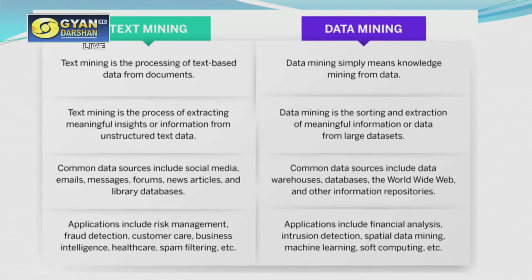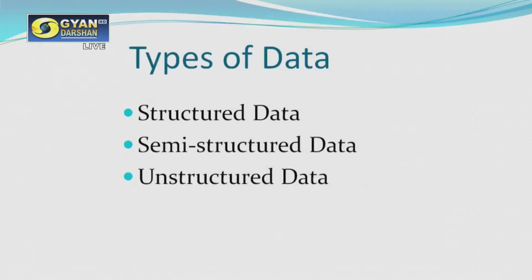All these come under the applications of text mining. And in case of data mining, we had seen financial analysis, intrusion detection in networks, spatial data mining, and then machine learning, soft computing. So these are some of the applications of data mining we had seen. So let us just focus upon three kinds of data that are available. One is the structured data, second is the semi-structured data, and the third is the unstructured data.